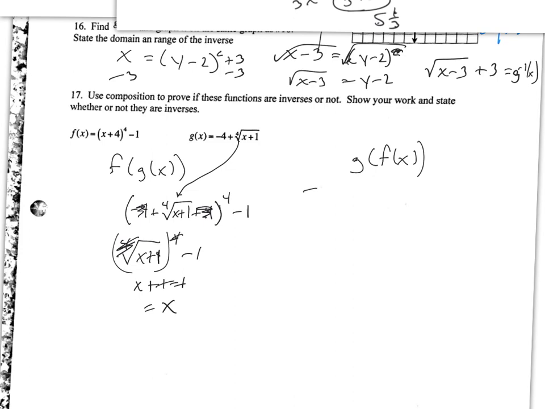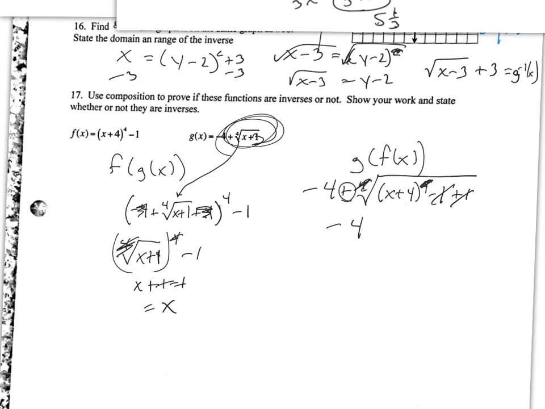Now, if we go the other way, we're going to start with g. And g says negative 4 plus the fourth root. And underneath this goes all of f: x plus 4 to the fourth minus 1. And then we finish writing this, plus 1. All of this is under the radical, so it stays under the radical. So again, it kind of feels the same way. The negative 1 and the positive 1 are gone. The fourth root and the fourth power are gone. Now we have negative 4. There's a plus sign right here, it's not multiply. And then underneath there we have x plus 4. The 4's are gone. It equals x. So this is yes. They are inverses.